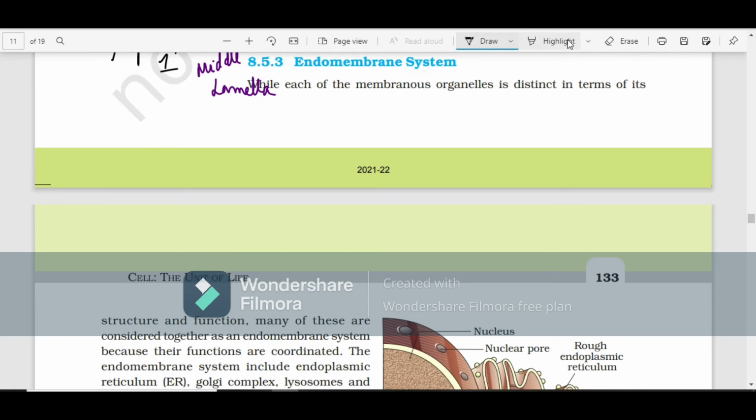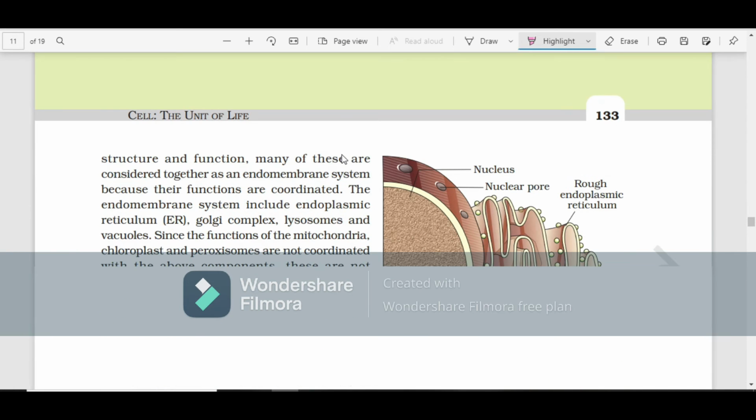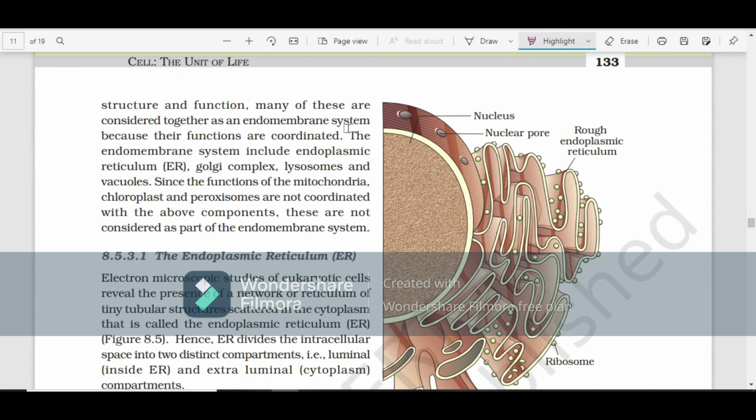Now we'll move to the endomembranous system. While each of the membranous organelles is distinct in terms of its structure and functions, many of these are considered together as the endomembranous system because their functions are coordinated. The important thing about this endomembranous system is that it comprises, first of all, four parts.